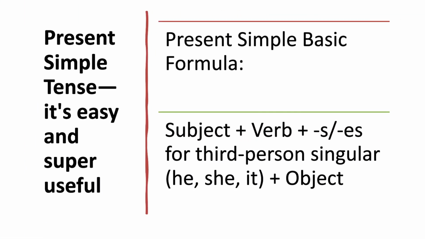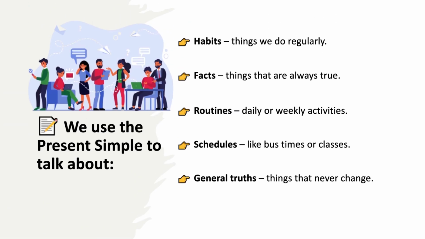Let's look at the basic structure of present simple tense. Subject plus verb plus s, es for third person singular, he, she, it, plus object. We use present simple to talk about habits, things we do regularly. Facts, things that are always true. Routines, daily or weekly activities. Schedules, like bus times or classes. Universal truths, things that never change.